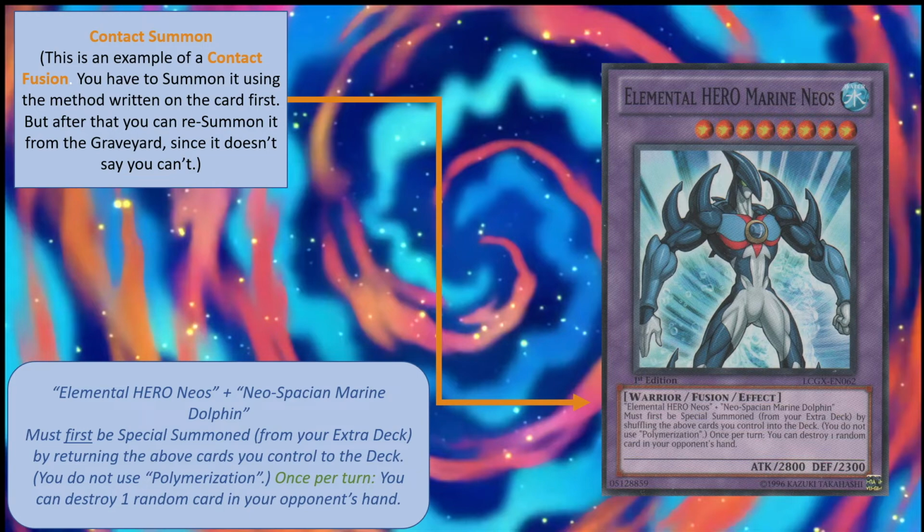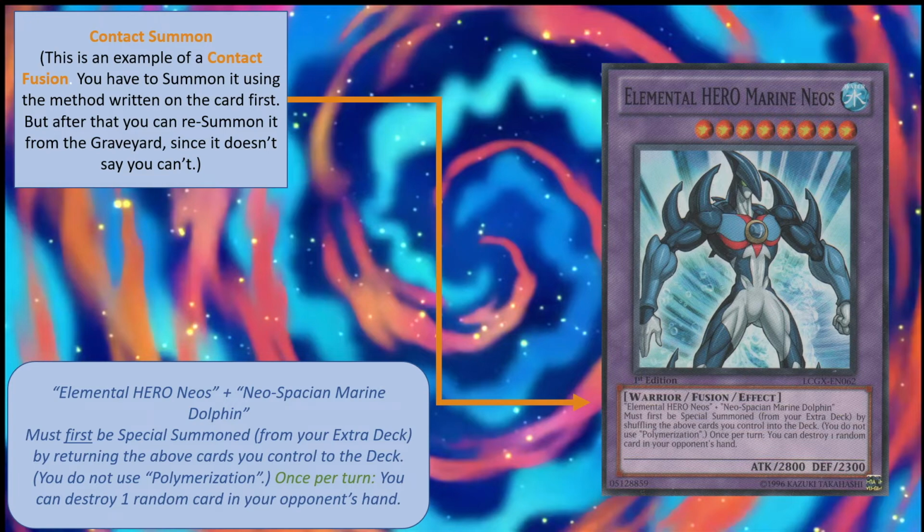Now, if we continue reading, we can see here there's a colon that says, once per turn, you can destroy 1 random card in your opponent's hand. Now, if we think back to what I just said before, I said you cannot chain to these cards. Now, that's not entirely true. As we know, we can react to the summon to negate the summon. But the card still has an effect, and the effect here is, once per turn, you can destroy 1 random card in your opponent's hand.